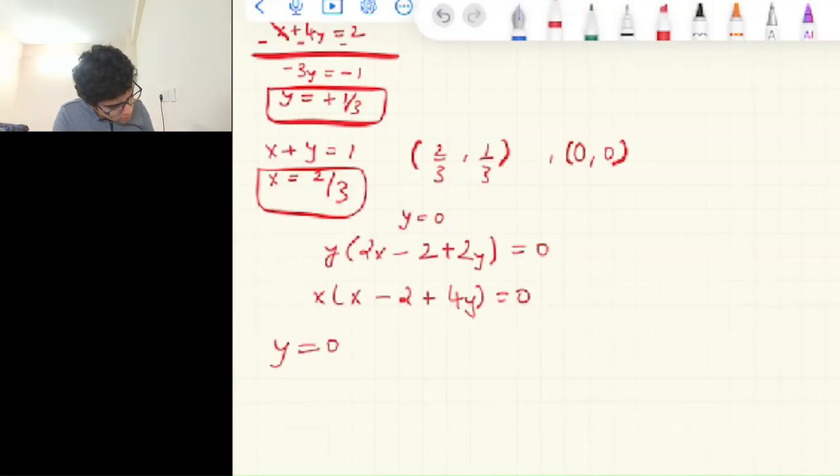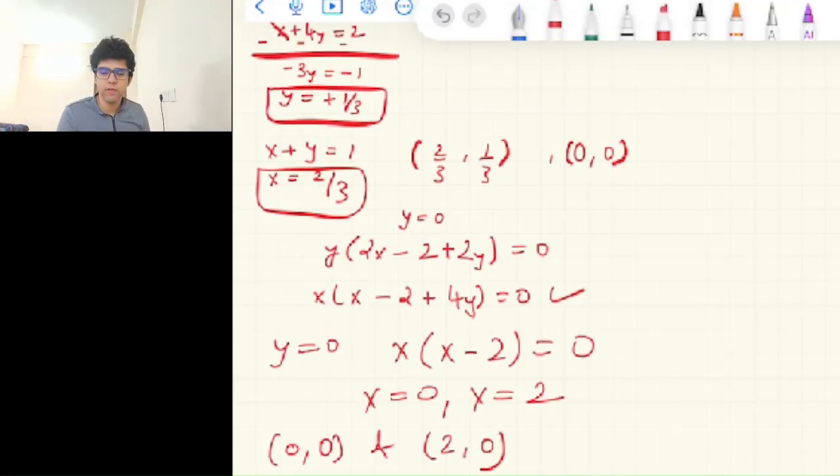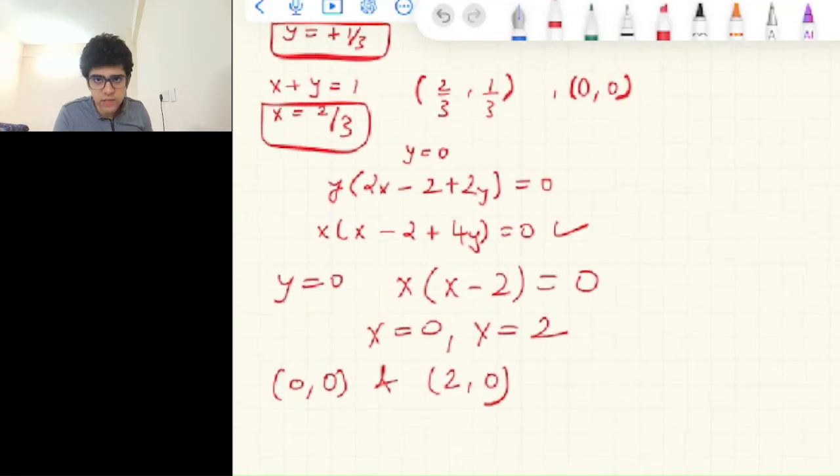When y is equal to 0, using the second equation, x into x minus 2 plus 4y would be 0, so x into x minus 2 is equal to 0. So x can be 0 or x can be 2. So another point that we have is 0 comma 0, and another is 2 comma 0. These are interior stationary points.